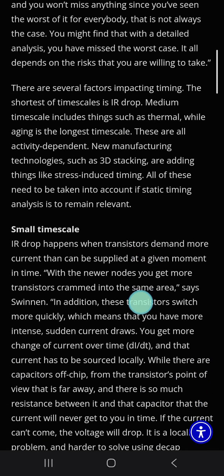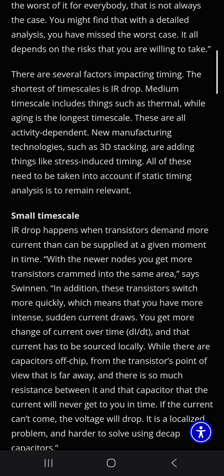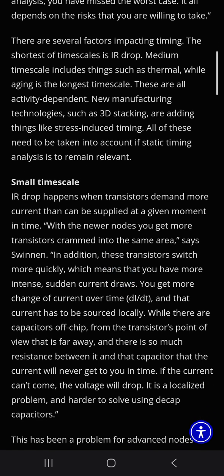On a small time scale, IR drop happens when transistors demand more current than can be supplied at a given moment in time. With a newer node, you get more transistors crammed into the same area, said Swinen. In addition, these transistors switch more quickly, which means that you have more intense, sudden current draws. You get more change of the current over time, the dI/dt, and that current has to be sourced locally.